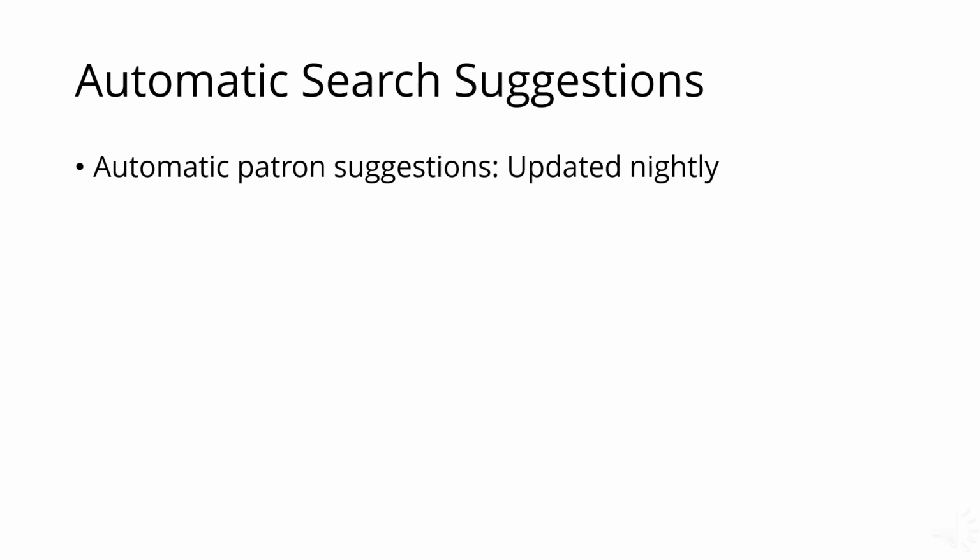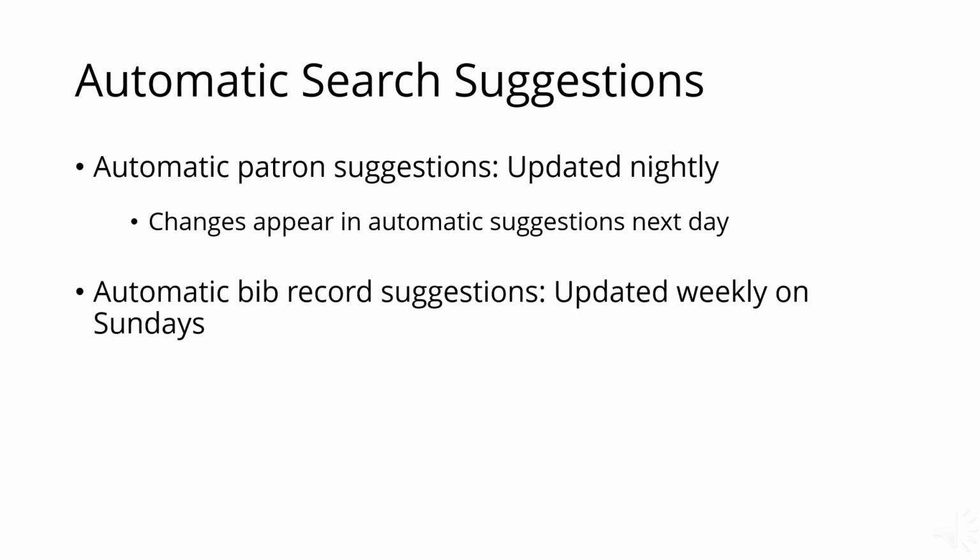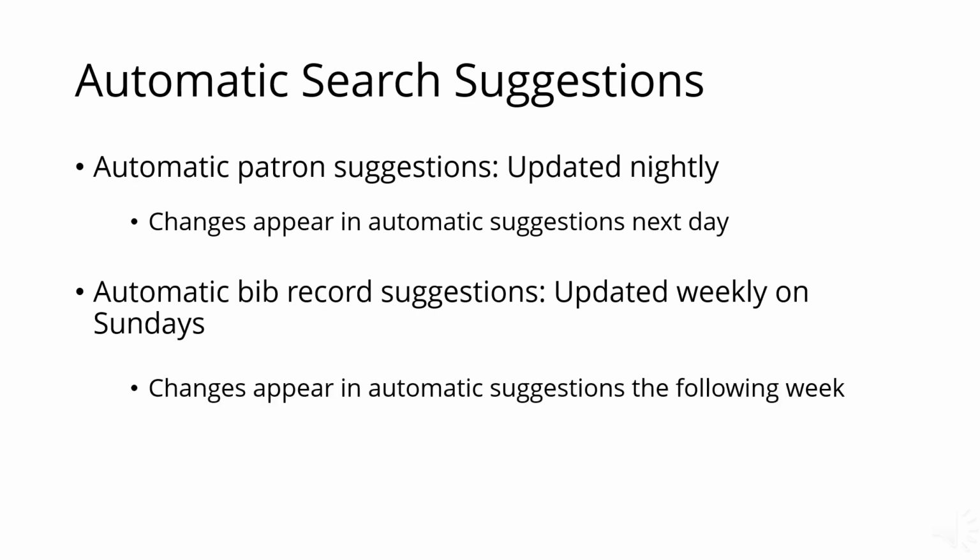Automatic patron suggestions are updated nightly. If you make a change to a patron's record, the changes will not be reflected in the automatic suggestions until the next day. Automatic bib record suggestions are updated weekly on Sundays. If you make a change to a bib record, the change will not be reflected in the automatic suggestions until the next week.